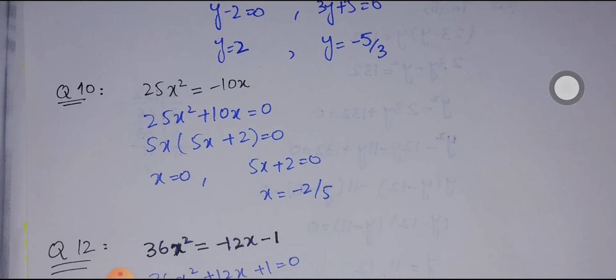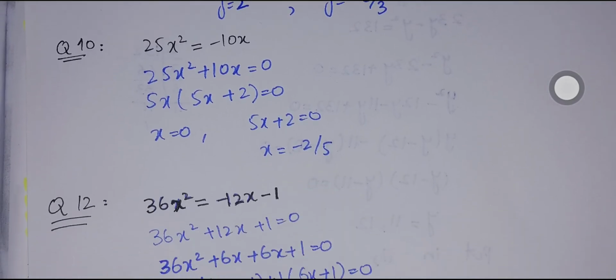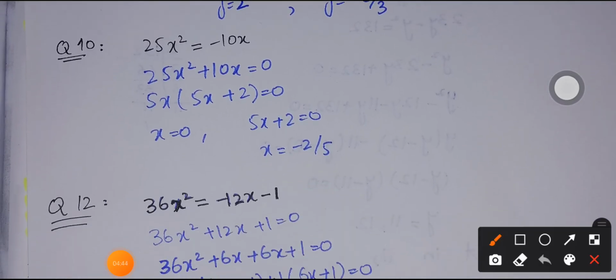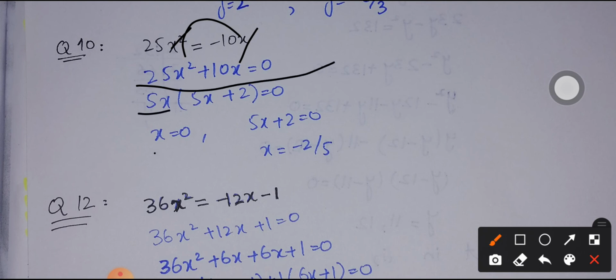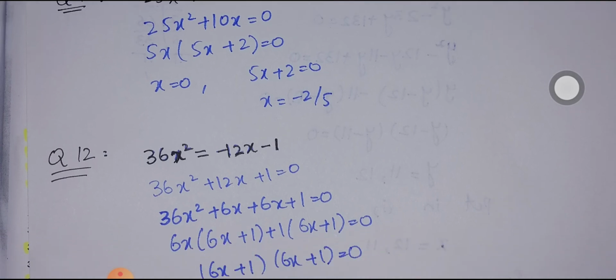Next we have question number 10, 25x square is equal to minus 10x. But as we have discussed previously, we cannot cancel out the variable, because by cancelling out a variable we are imposing the condition that the variable is not equal to 0, but these are free variables and we cannot impose the condition on it. So we will shift minus 10x to the left hand side. Here is the expression, and now I can take common 5x, so x will be 0 or minus 2 by 5 in this case.